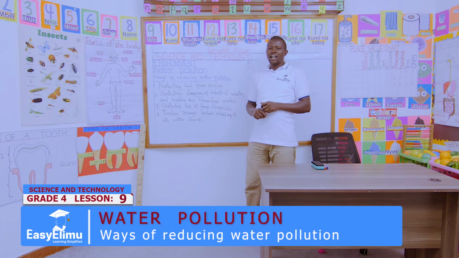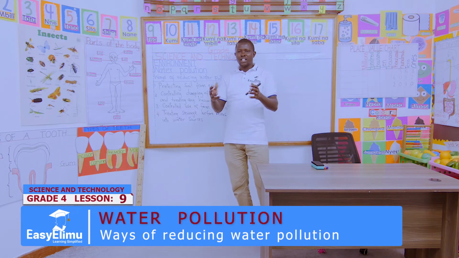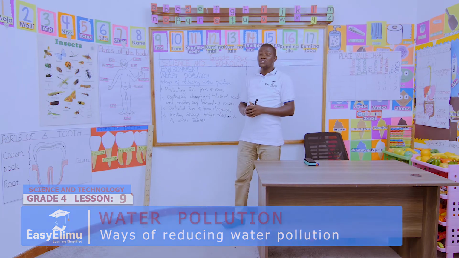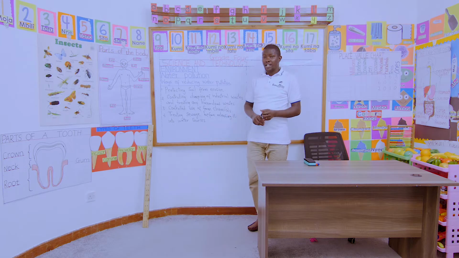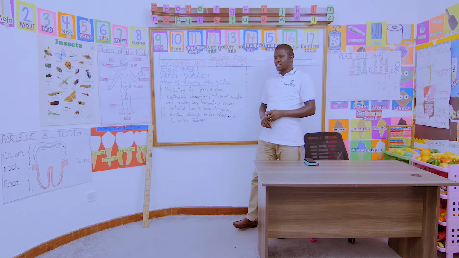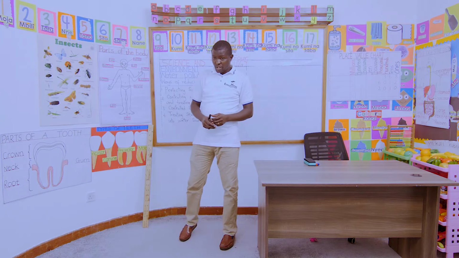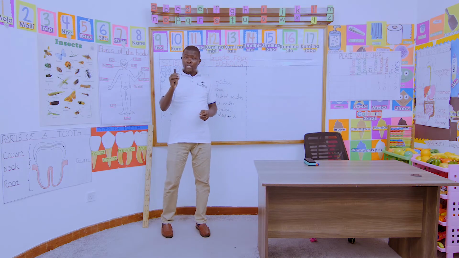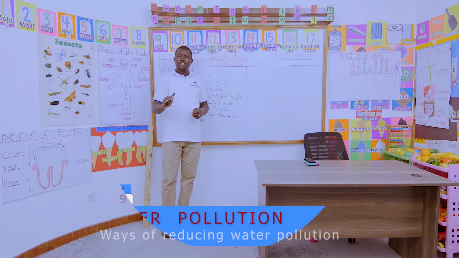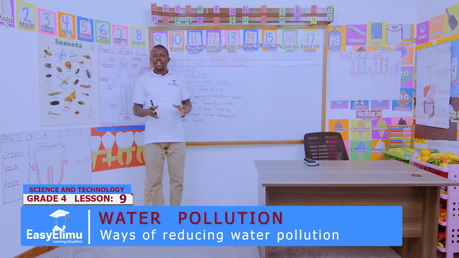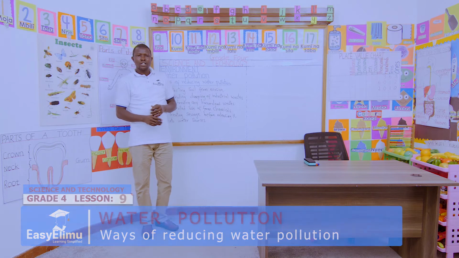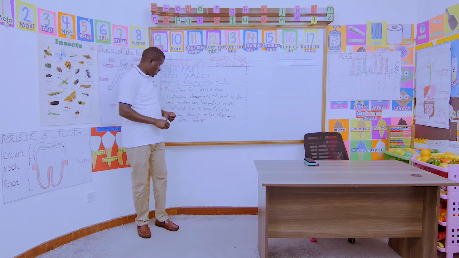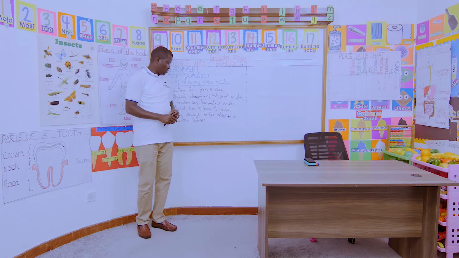From Tom's group, can you tell us another way that you've discussed of reducing water pollution? From your discussion, you've said we control dumping of industrial wastes, and before we dump them, we make sure we treat any hazardous waste. And the government should come up with modalities of regulating and controlling how industries dispose of their waste. That is true and true.